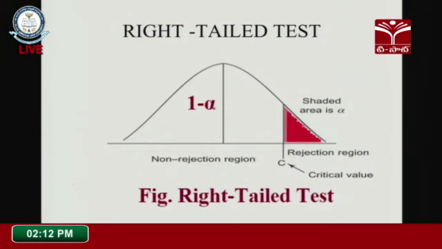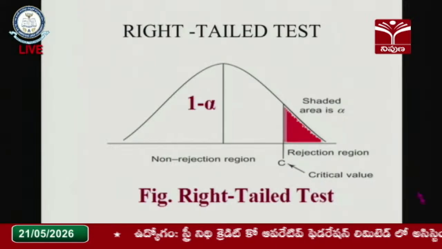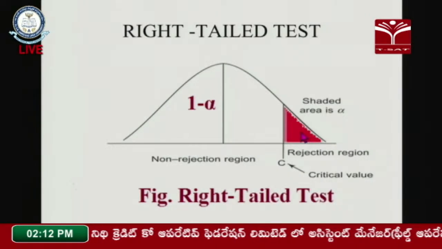Next, we have two more possibilities. Another one is the right tail test. In the right tail test, the total rejection region, the shaded area, is alpha only. Previously we took alpha by 2 on the left side and alpha by 2 on the right side. Now this test is known as a right tail test. In that case also, C is the critical value. What is the end point?